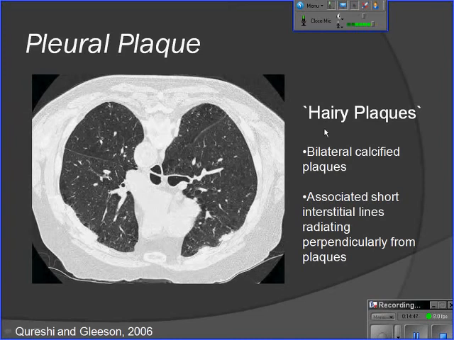And this is just an example of the hairy pleural plaques that I was talking about, so hopefully that projects well, that you can see those interstitial lines radiating perpendicularly from the pleural plaque itself.